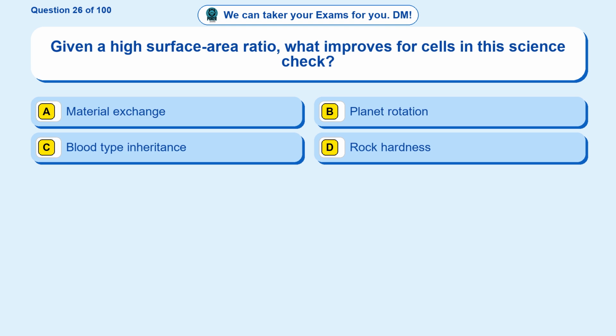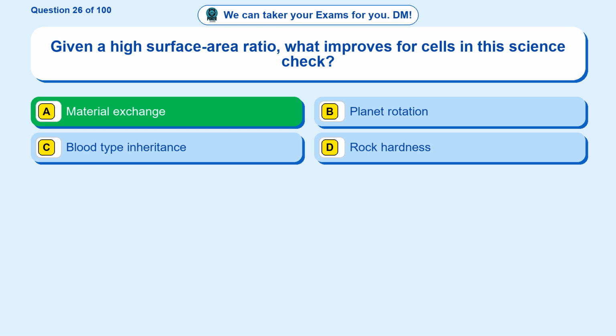Question 26. Given a high surface area ratio, what improves for cells in the science check? Option A, material exchange. Option B, planet rotation. Option C, blood type inheritance. Option D, rock hardness. The correct answer is option A.